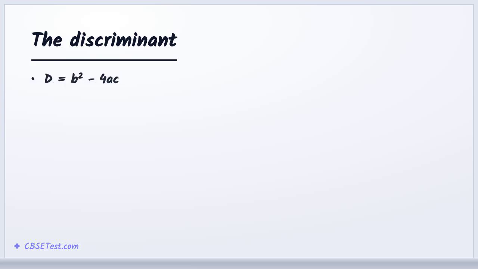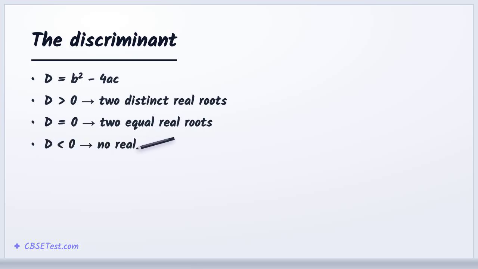The expression b² − 4ac is called the discriminant. If it's positive, there are two distinct real roots. If 0, two equal roots. If negative, no real roots at all.